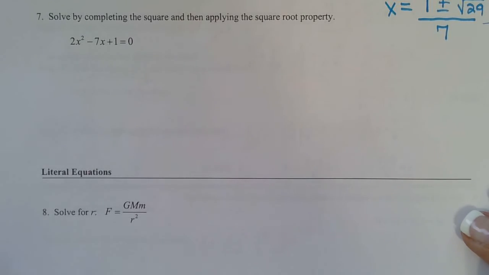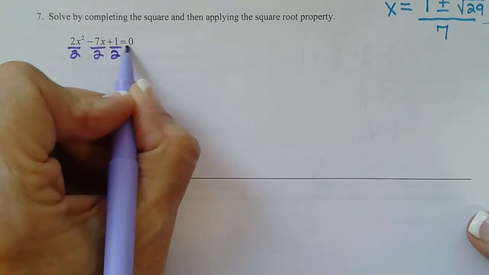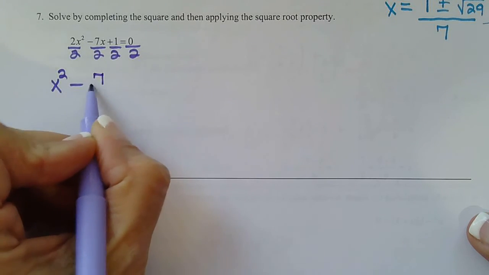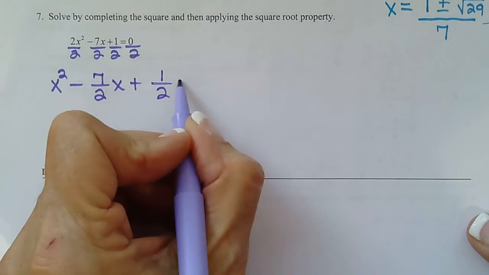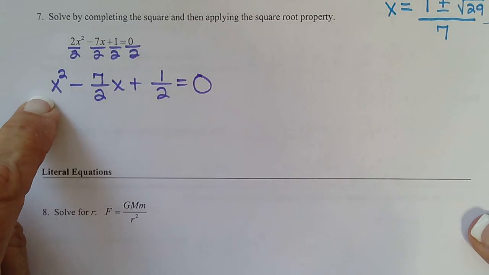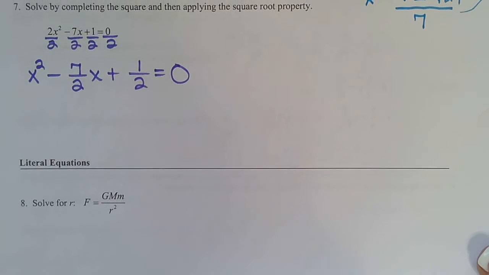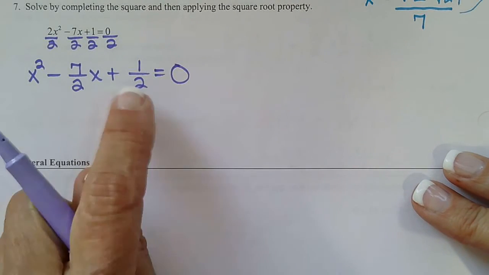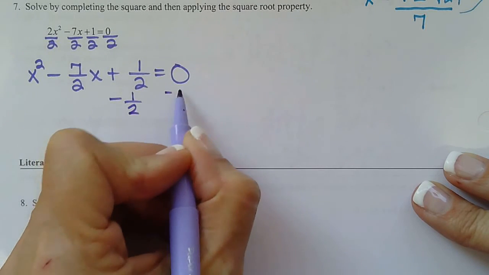So step 1, make your leading coefficient 1. So now we have x squared minus 7/2 x plus 1/2. 0 divided by anything is 0. So there's my new problem. Now my leading coefficient is 1. So now I know that I'm ready to start completing the square. So after you get the leading coefficient 1, then you move all constants to the other side so you can create your blanks.